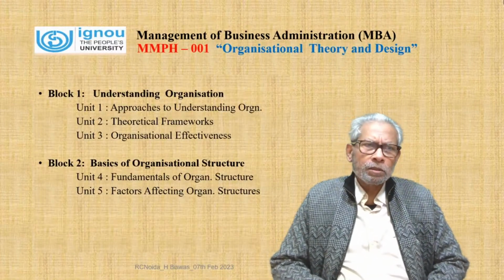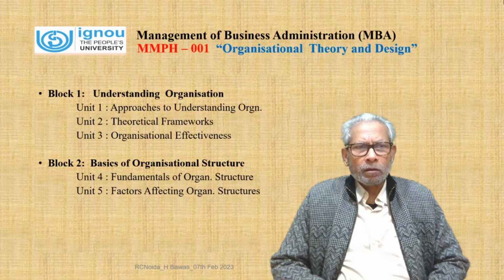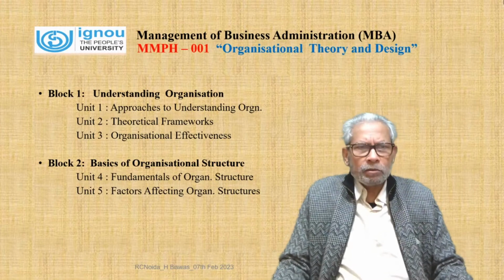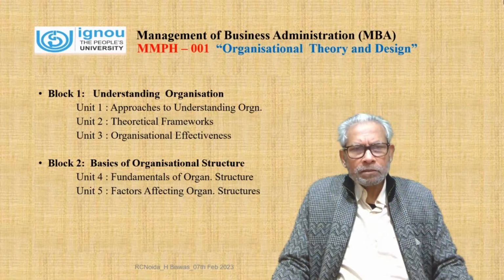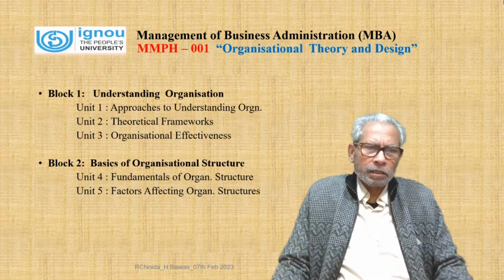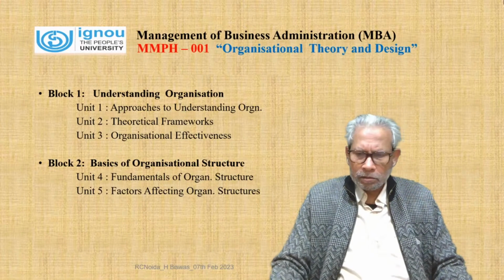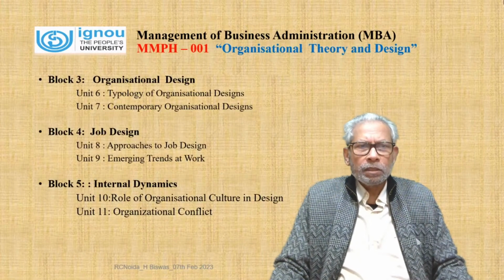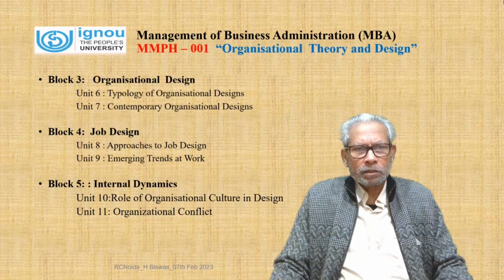There are 5 blocks. The first block is understanding organization. There are 3 units. The first unit is approaches to understanding organization. Unit 2 is theoretical frameworks. Unit 3 is organizational effectiveness. Block 2 is basics of organizational structure, and there are 2 units: fundamentals of organizational structure and factors affecting organizational structure. Block 3 is organizational design, with typology and different types, and contemporary organizational design.